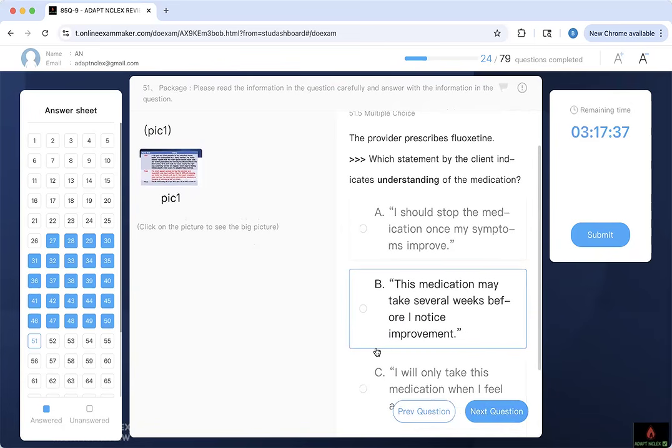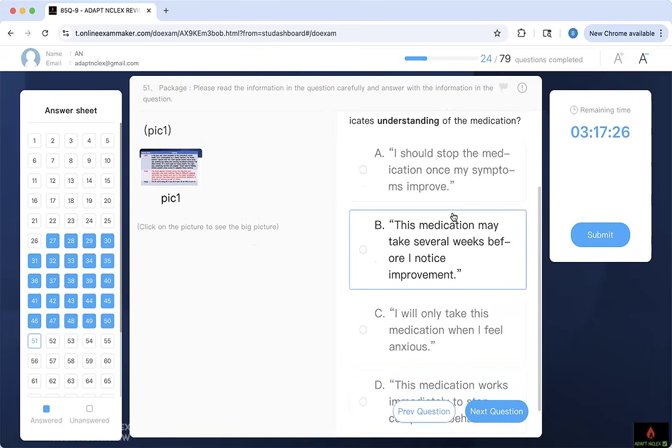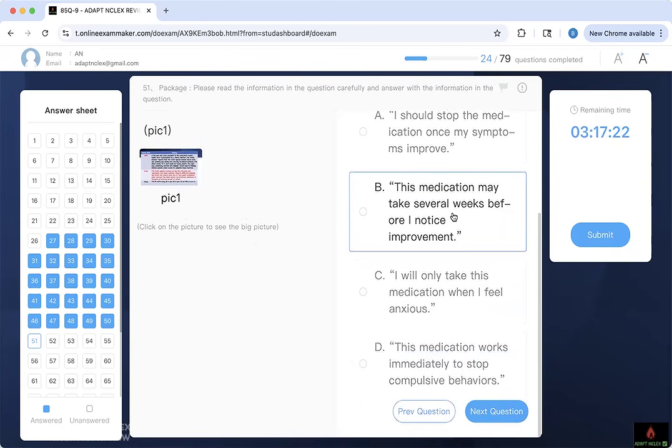Now, the provider prescribed fluoxetine. It's an SSRI. You have to know them. Just recognize them. Which statement by the client indicates understanding of the medication? I should stop the medication once my symptoms improve. This medication may take several weeks before I can see improvement. I will only take this medication when I feel anxious. This medication works immediately to stop compulsive behavior.